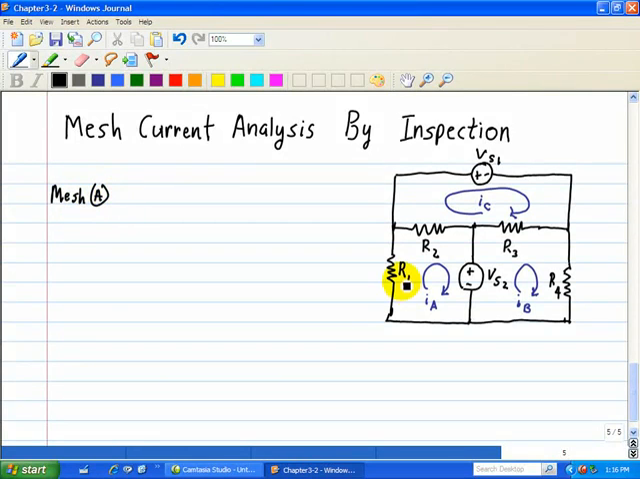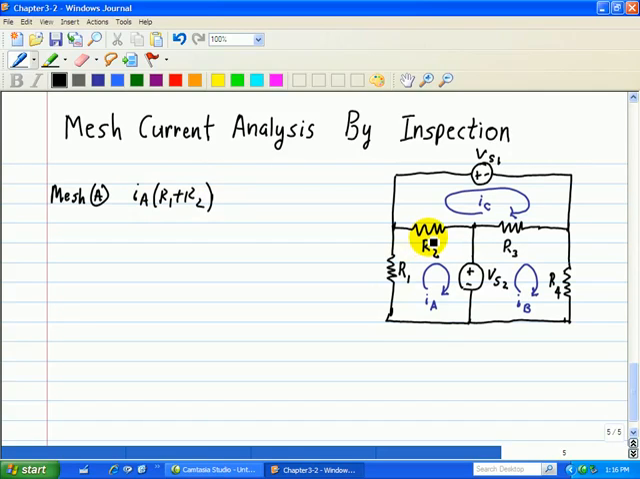Okay, first we look at R1 and see what's in common. The only thing in common is just IA. So we have IA going through R1 and R2. So R1 plus R2, and we're doing a KVL equation. We're starting here. We're going through R1, R2, and VS2. Okay, so we have this.